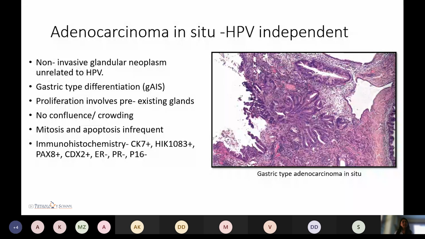And mainly there are two markers which can be used to differentiate it from the others. The most common immunohistochemistry markers that are used here are HIK1083 and PAX8, which are positive for gastric type of epithelium.